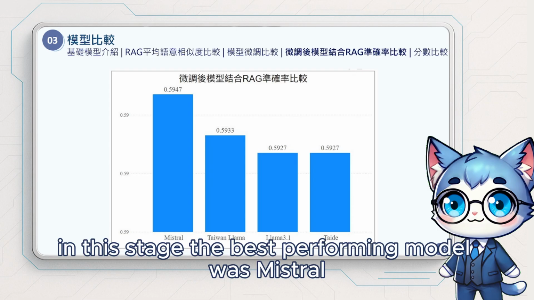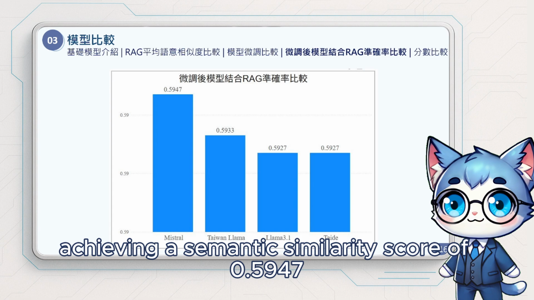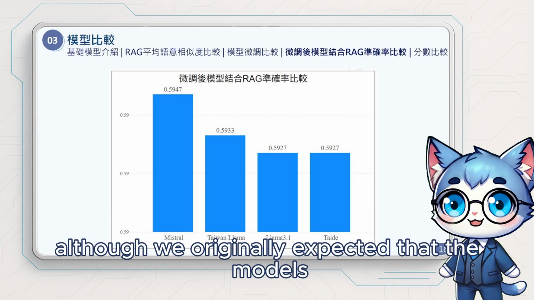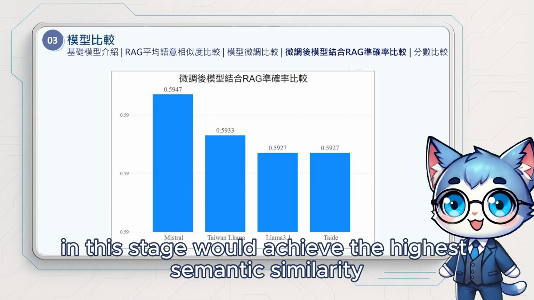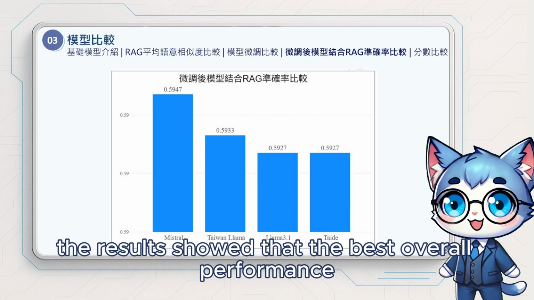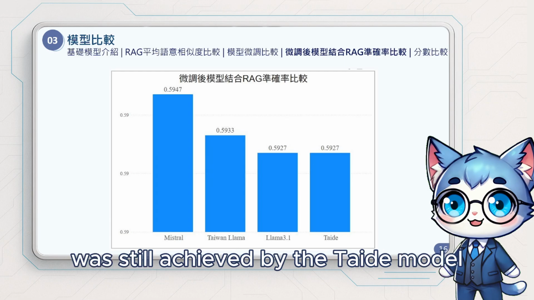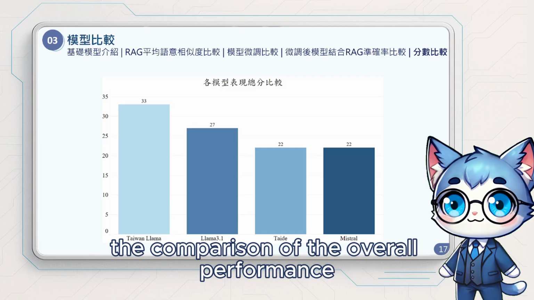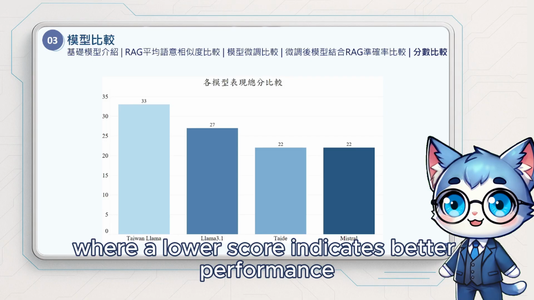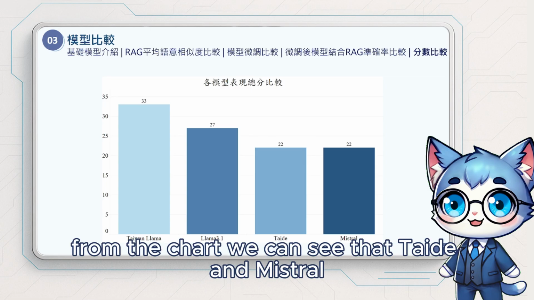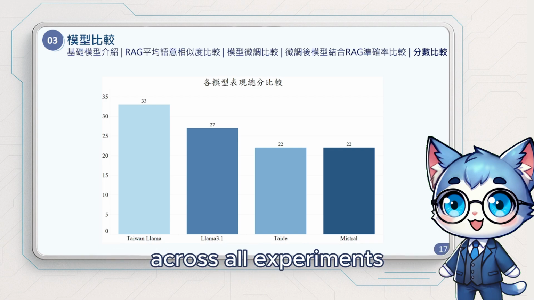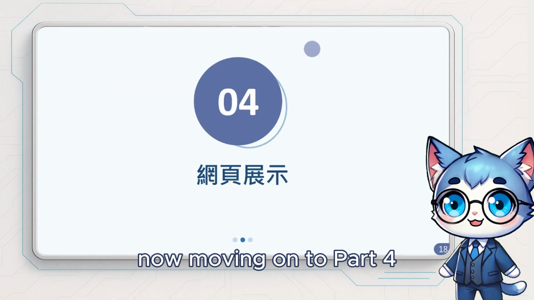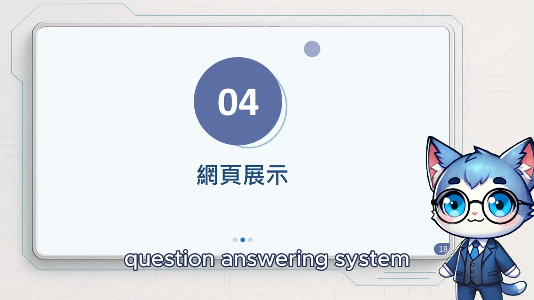In this stage, the best performing model was Mistral, achieving a semantic similarity score of 0.5947. Although we originally expected that the models in this stage would achieve the highest semantic similarity, the results showed that the best overall performance across all 3 stages was still achieved by the TIDA model during the RAG stage. This chart shows the comparison of the overall performance scores of the models, where a lower score indicates better performance. From the chart, we can see that TIDA and Mistral achieved the best overall performance across all experiments. Now moving on to part 4, the demonstration of our web-based question answering system.